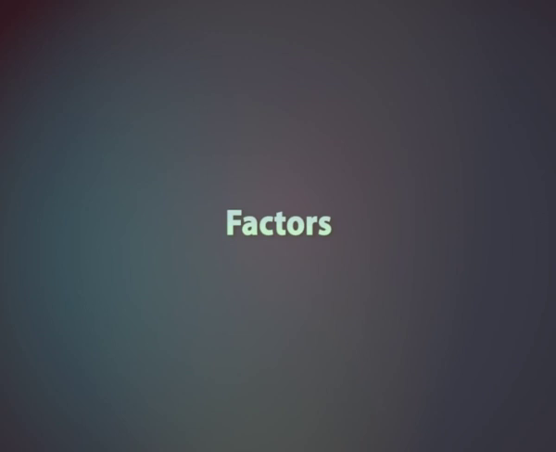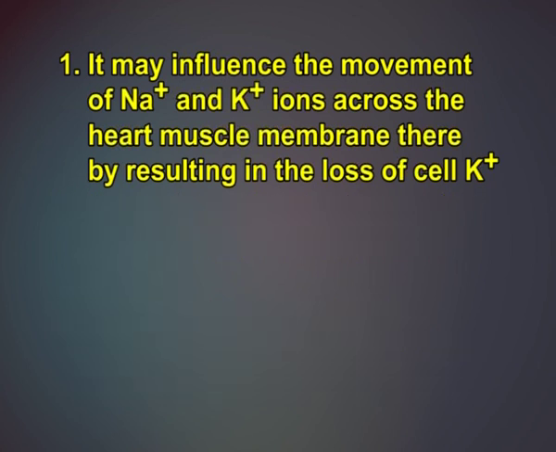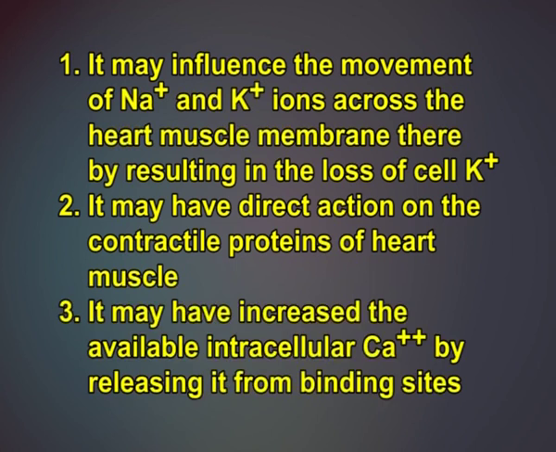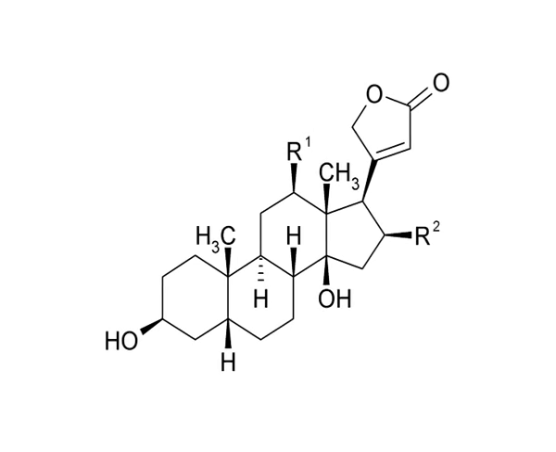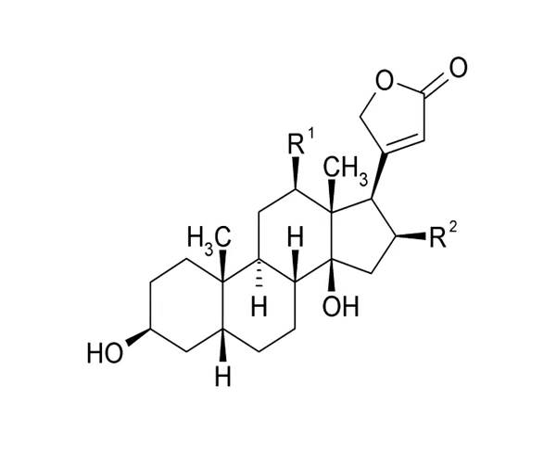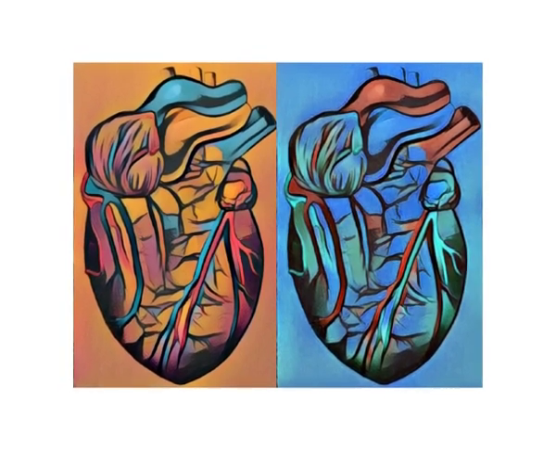Now we will take factors. First, it may influence the movement of sodium and potassium ions across the heart muscle membrane, thereby resulting in the loss of cell potassium. Second, it may have direct action on the contractile proteins of heart muscle. Third, it may increase the available intracellular calcium by releasing it from binding sites. In spite of the poisonous nature of digitalis and their low therapeutic index, the digitalis are still regarded as the drug of choice in the treatment of congestive heart failure.